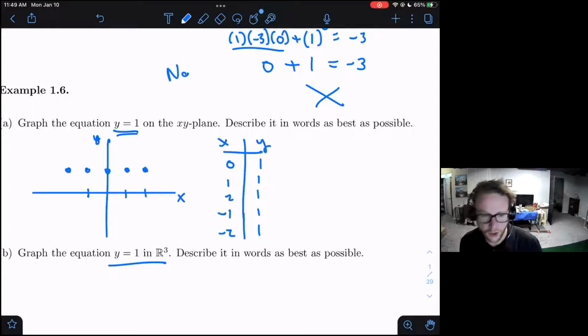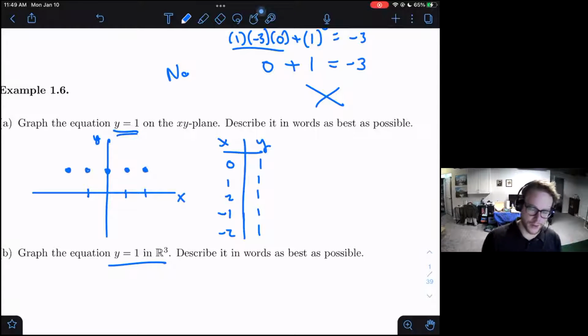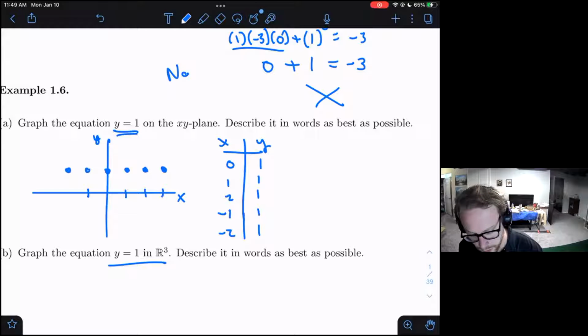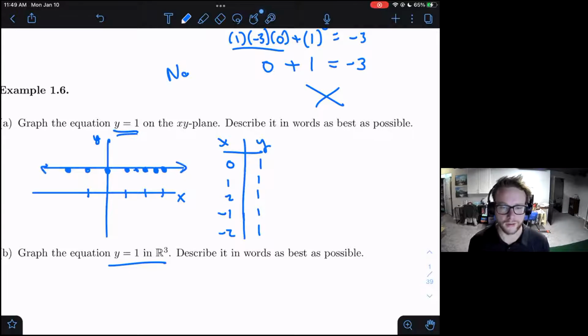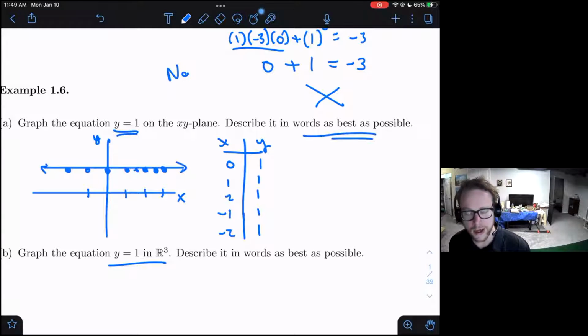And when you connect all of these possible inputs, we could do X equals 3 and X equals 2.5 and all this sort of stuff, we now very quickly know and love this as a nice horizontal line, right? So if I'm trying to describe it in words as best as possible, I'm going to say that it is a horizontal line.